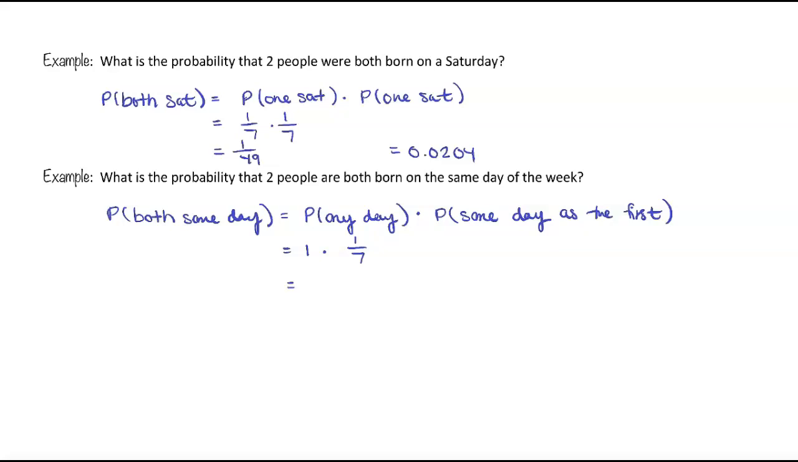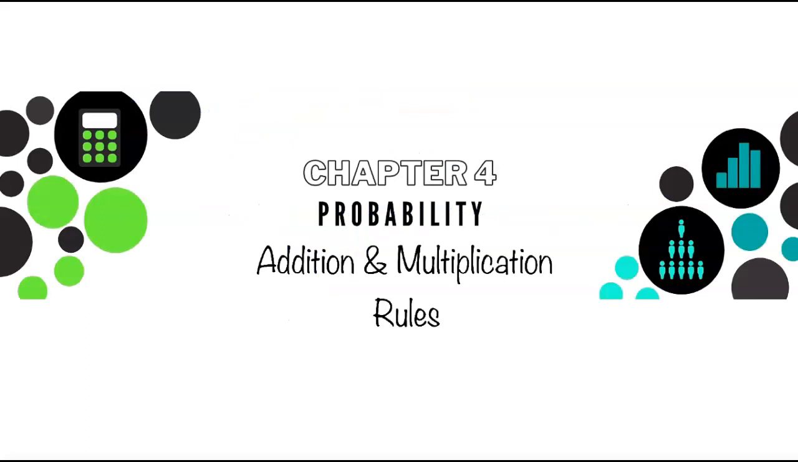So here we have the probability of 2 people being born on the same day as 1 divided by 7, or 0.1429. Hopefully it makes sense to you that the probability of 2 people being born on the same day is a lot higher than the probability of 2 people being born on Saturday. And that concludes this lecture video on the addition and multiplication rules for probability.